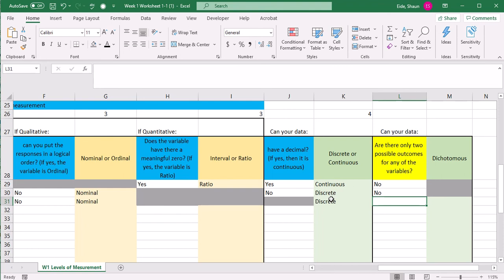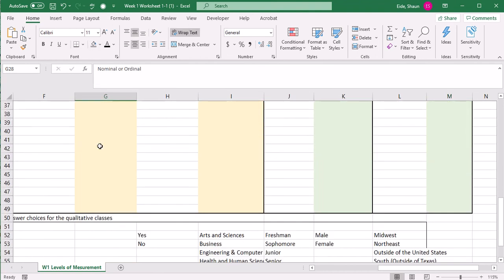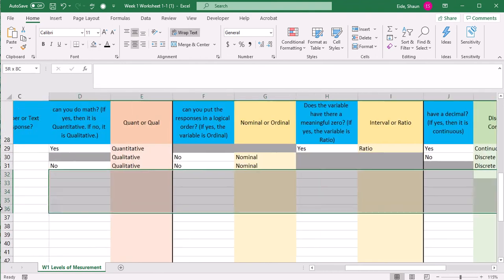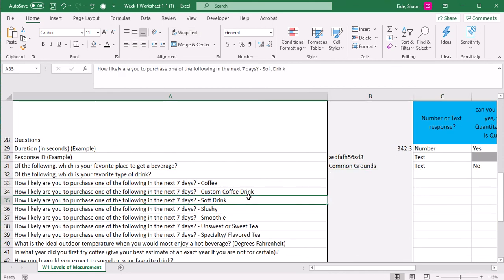And then, are there only two possible outcomes? No. If there are only two possible outcomes, e.g. yes or no, that would make it dichotomous. If it is dichotomous, you would put dichotomous, but since it's not dichotomous, you just put it as gray. Then go through these and fill out the rest, and it'll give you the experience to navigate all of this.